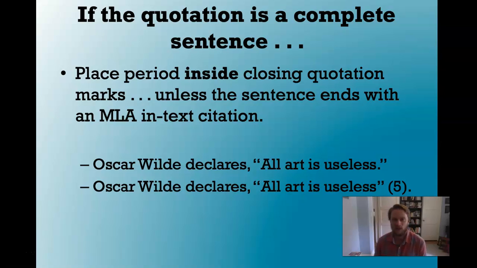If the quotation is a complete sentence, place the period inside the closing quotation marks, unless the sentence ends with an MLA in-text citation. So most of the time, your example will look like this. Oscar Wilde declares, "All art is useless." So the period goes inside the quotation marks. However, if you are using an MLA in-text citation and you use, for example, 5 to designate page 5, then the period does not go before the quotation marks, but instead goes after the parentheses here.